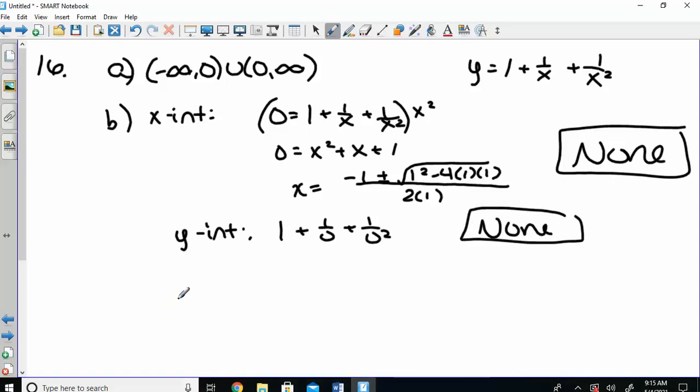Part C, symmetry. I really meant to take that off your study guide and I forgot. You would just look at the graph, but on the test you don't have a graph, so I'm not going to ask you symmetry. I'll just tell you that right now. So I'm just going to skip that.